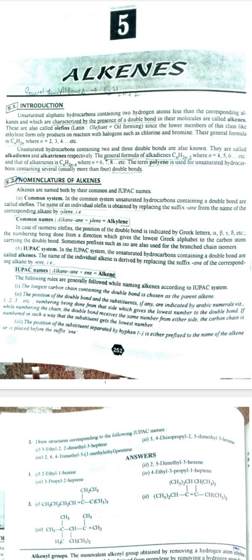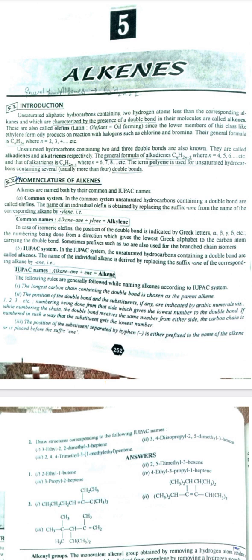The name of an individual olefin is obtained by replacing the suffix "ane" from the name of the corresponding alkane by "ylene". Common name is equal to alkane minus ane plus ylene is equal to alkylene. In case of isomeric olefins, the position of the double bond is indicated by Greek letters alpha, beta, gamma, delta, etc. The numbering being done from a direction which gives the lowest Greek alphabet to the carbon atom carrying the double bond. Sometimes prefixes such as iso are also used for the branched chain isomers.